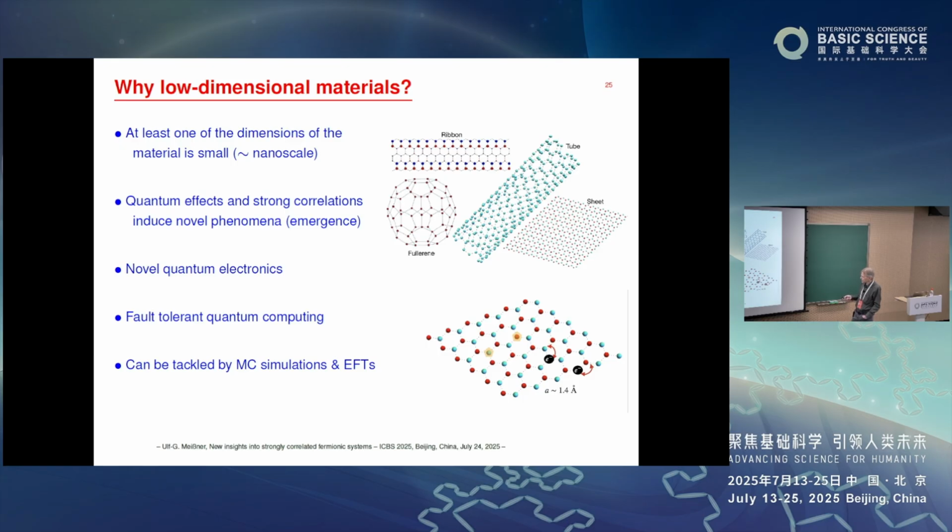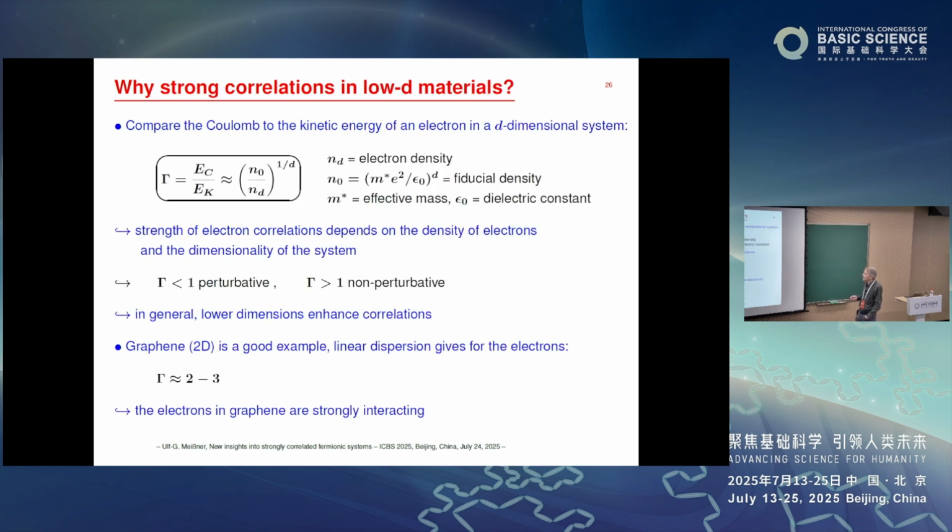And here you see that you have some lattices, a bipartite lattice, where the electrons can have strong correlation or strong interaction. Now the scales are of the order nanometer, angstrom. And these can also be tackled by Monte Carlo simulations and effective field theories. Now, why are there strong correlations in low-d materials? That you can easily understand by comparing the Coulomb energy to the kinetic energy of an electron in a d-dimensional system. And you can derive this formula.